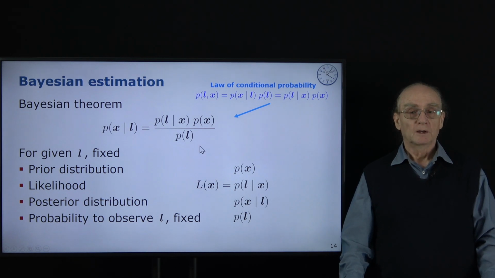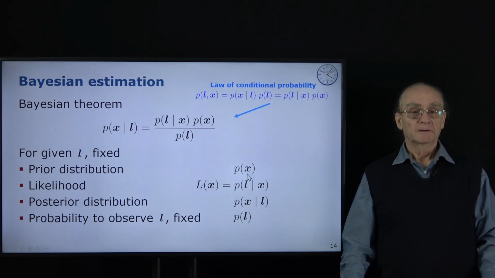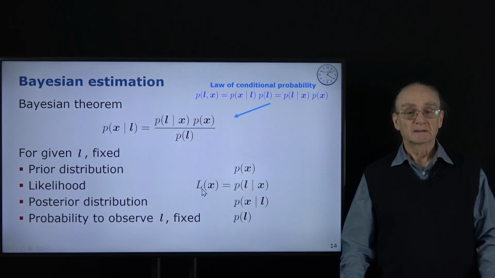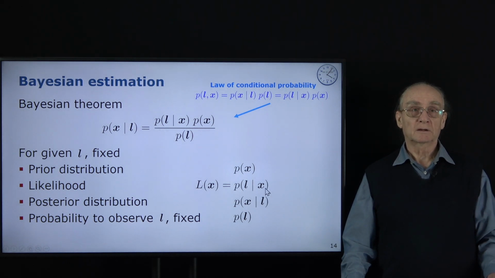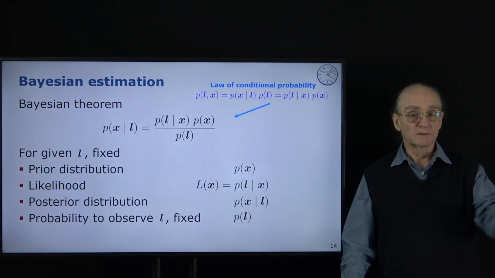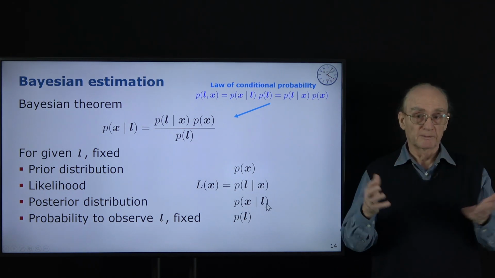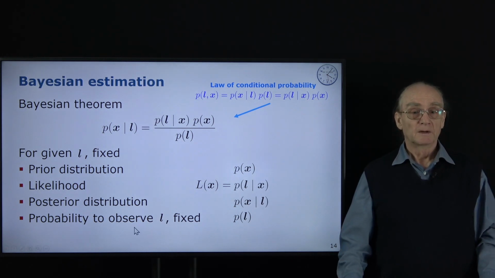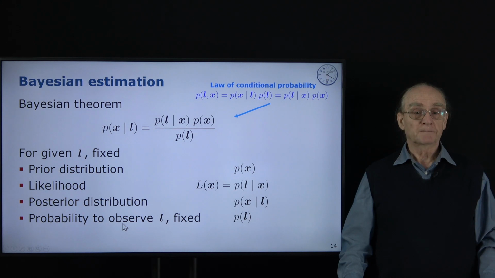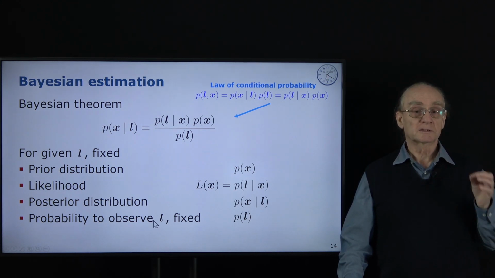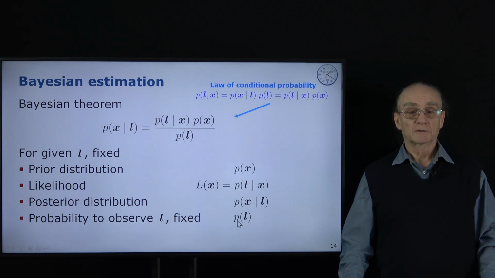So we start from P of X. Then we have the likelihood of X, that is this function, the probability of L given X. That's, so to say, how likely are our observations which we actually made if X is given. So this is a function of X. The posterior distribution is a distribution of X given these values L, and because these values are measured, they are some fixed values. This is a sample, so to say. We have the probability to observe this specific set of observations, so this is a constant.